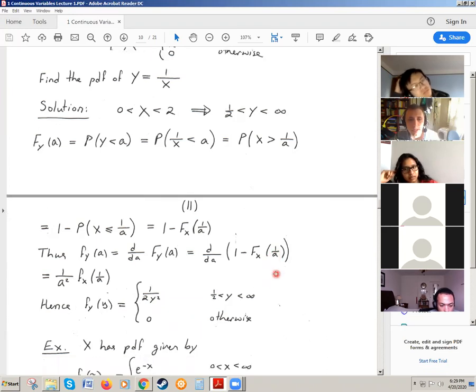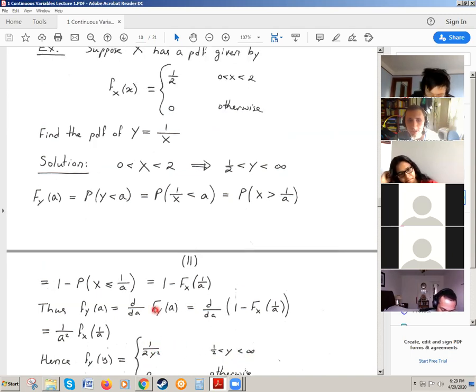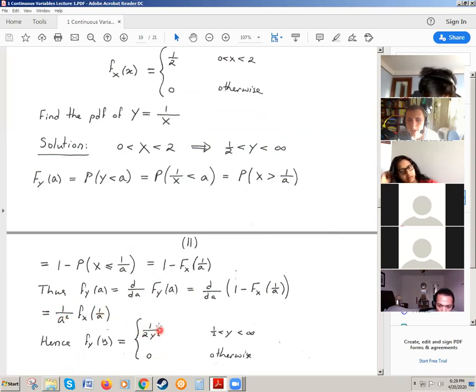So, and here is the result. I wrote it in A to be convenient, but you can write it in terms of y. So what values can y take? If x takes numbers between 0 and 2, the smallest number y can take is 1/2. And of course, as x gets closer to 0, y grows. And so the value of y can be anywhere between 1/2 to infinity. And the function that I get, look at it: I evaluate f at whatever number, so that would be 1/2 times 1 over y squared. So I get 1 over 2y squared is my density.